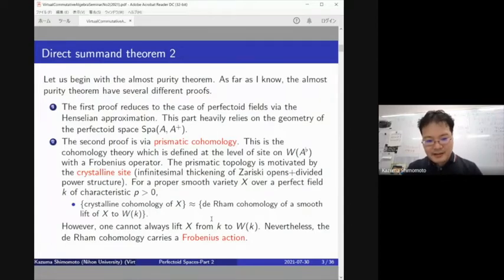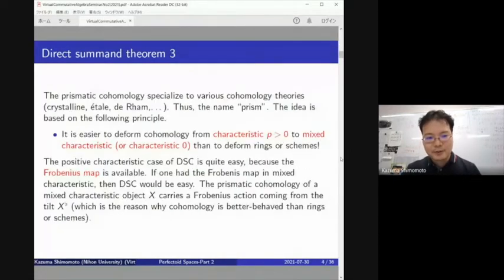But nonetheless, the de Rham homology, which is defined in characteristic 0, has a Frobenius action. So this is very important. Let me just say this slogan; I think you can read the other parts of the slides on this page. Somehow, why is cohomology better than rings or schemes? It is easier to deform cohomology from characteristic p to mixed characteristic than to deform rings or schemes.